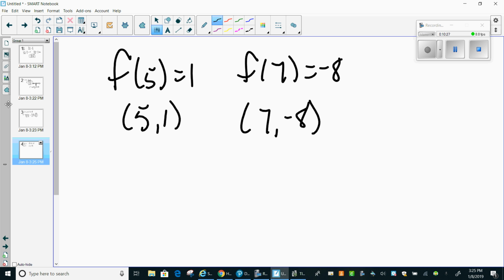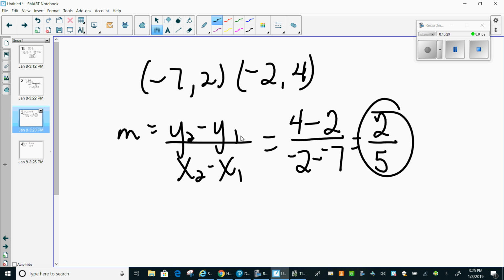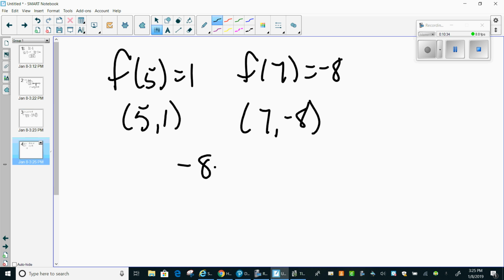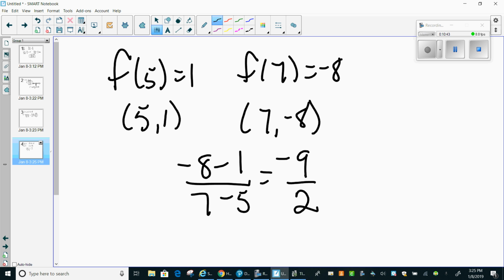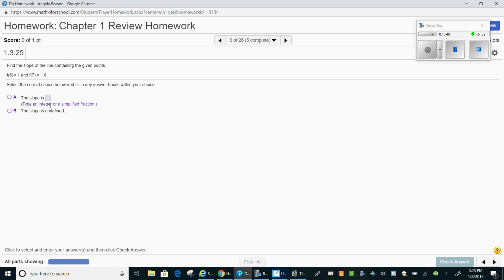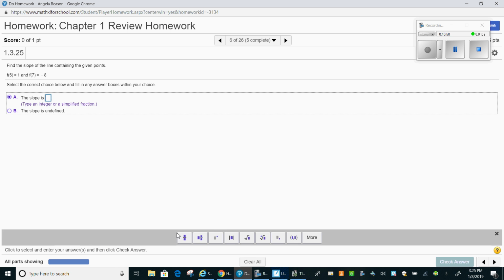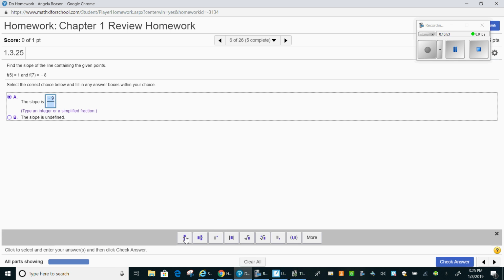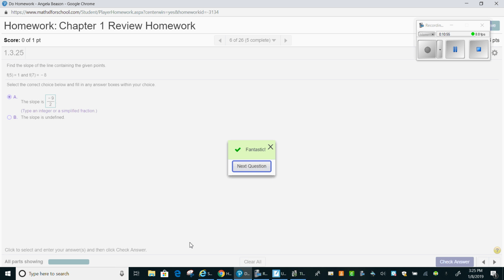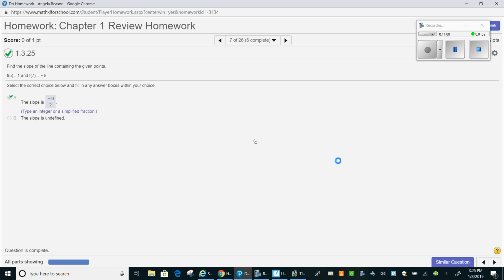So again, we're going to use this slope formula, y2 minus y1 over x2 minus x1. So it's negative 8 minus 1 on the top and 7 minus 5 on the bottom. So negative 8 minus 1 is negative 9. 7 minus 5 is 2. The slope of this line is negative 9 over 2. Negative 9 on the top, 2 on the bottom. Fantastic. All right, I'm going to pause right here, and then I'll pick back up with the next question.